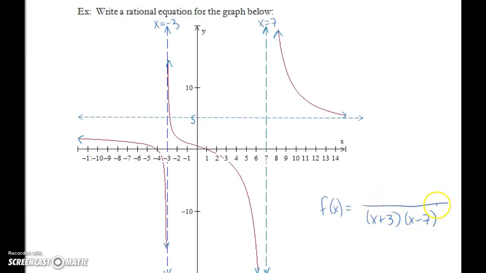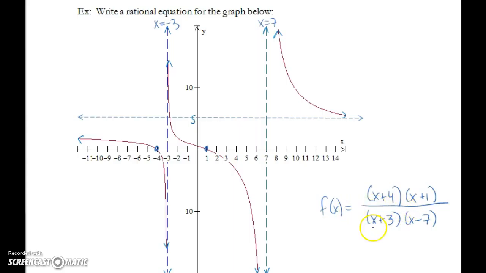Our numerator is determined by the x-intercepts. So we have an x-intercept of -4, which means x plus 4 is in the numerator. We have an x-intercept of 1, which means x minus 1 is in the numerator. There are no holes in our graph, which means that there are no factors that end up canceling out. So those are the only factors in the numerator and the denominator.